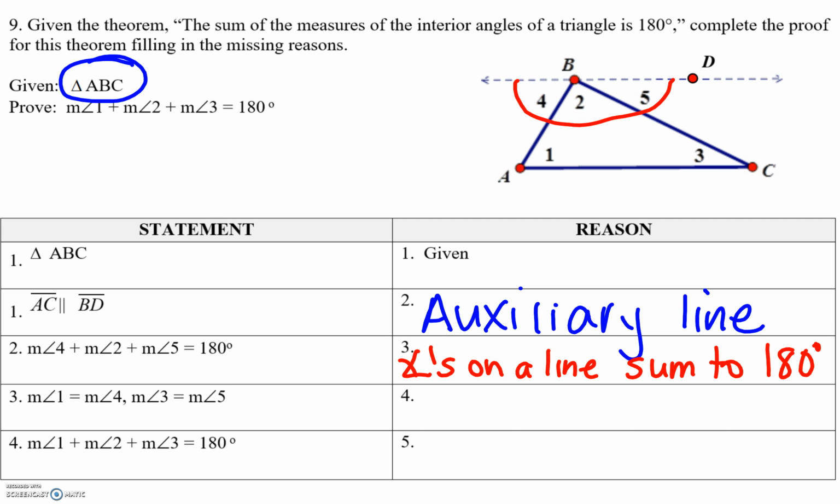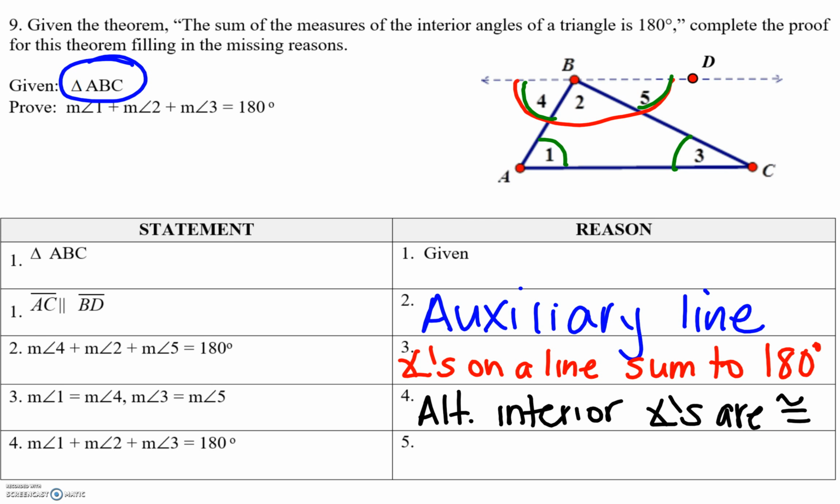Let's look at our next step. The measure of angle 1 is equal to the measure of angle 4. The measure of angle 3 is equal to the measure of angle 5. And how do we know that's true? Because we said that these two lines are parallel, and here's our transversal. So parallel lines cut by a transversal form congruent alternate interior angles. So alternate interior angles are congruent.